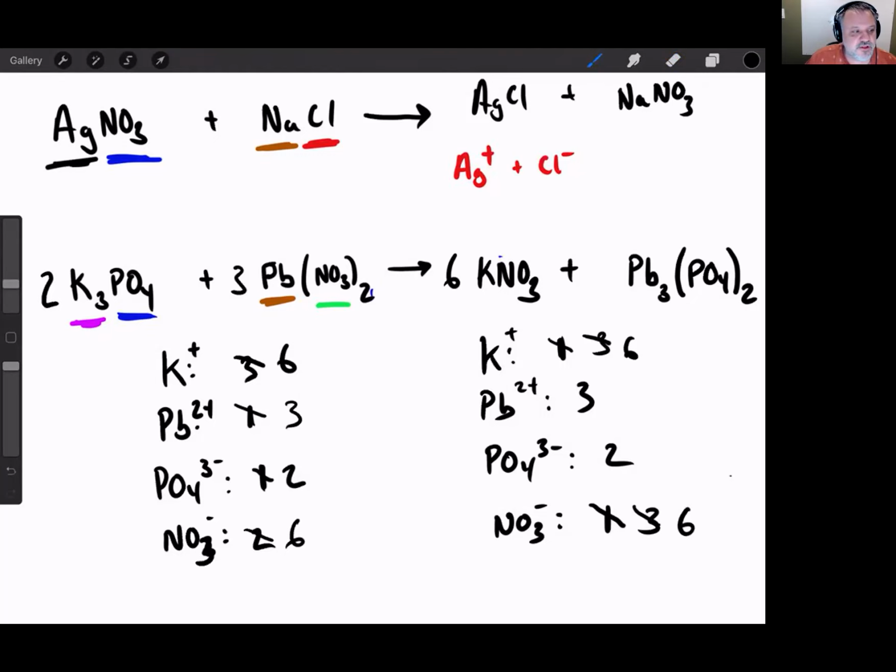So this is just another trick. You can balance the atoms individually, or you can balance the entire ion as long as the formula doesn't change.